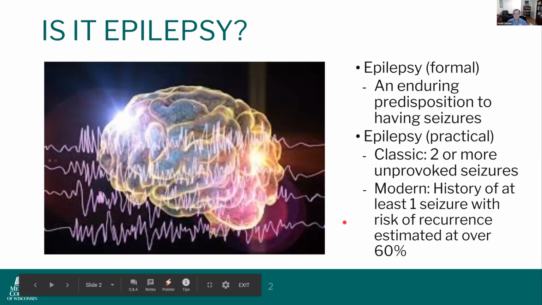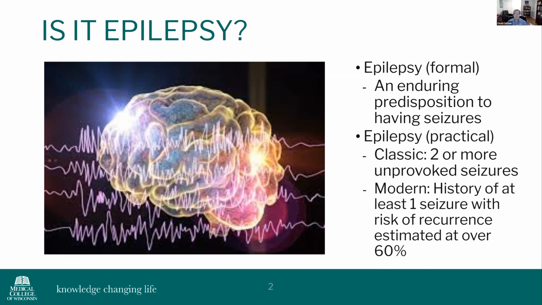I like to start out whenever I'm talking about seizure types with a little bit of additional terminology. I recognize for probably everyone in this audience that the term epilepsy is not a foreign term, but I always like to make sure that we're all using the same words in the same way. When we talk about epilepsy, a very formal definition of epilepsy is an enduring predisposition to having seizures. What that really translates to at a clinical level is having 2 or more unprovoked seizures. And that's been classically the definition of epilepsy for quite some time.